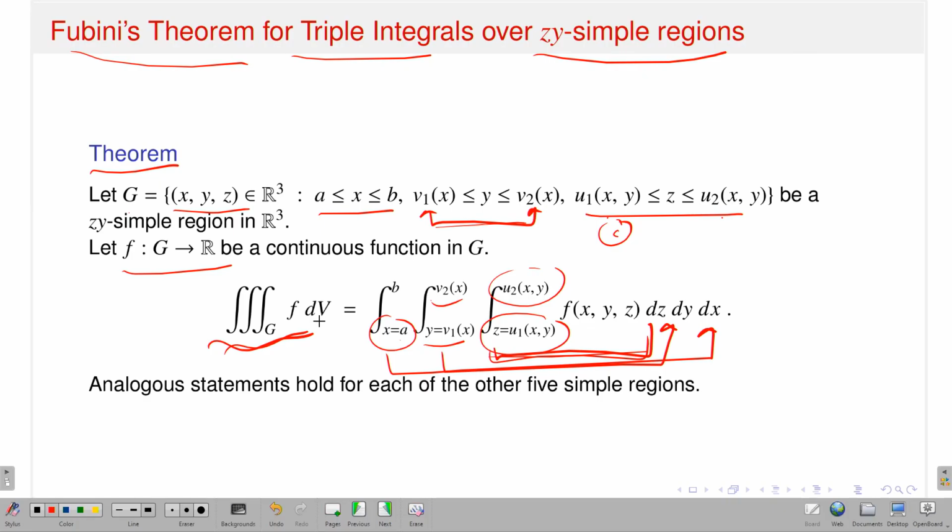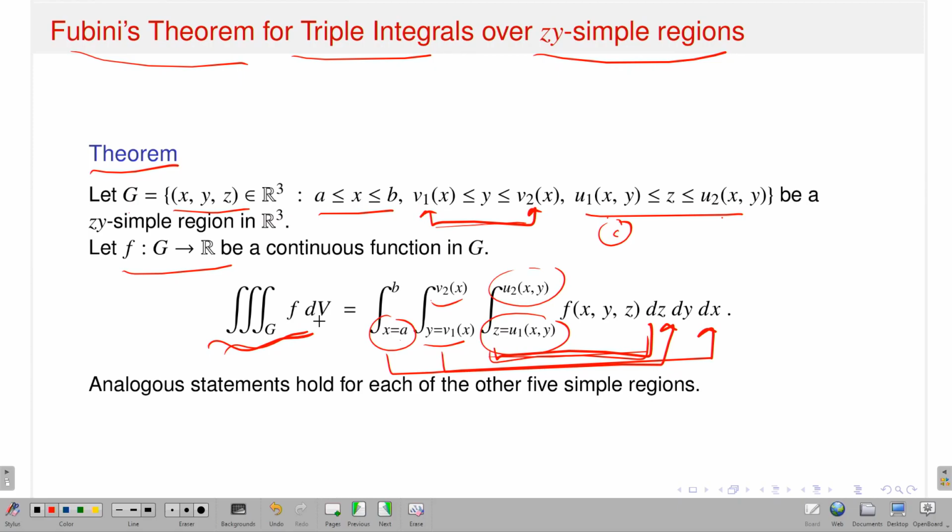X varies from fixed a to b, y varies from a function of x to a function of x, and z varies from a function of x, y to a function of x, y. And if I assume that my function is continuous, that means the triple integral exists, all the iterated integrals exist, and if I perform the iterated integral in this order, I first have to perform integration with respect to the z variable, keeping x, y fixed, and it will give you a function of x, y.